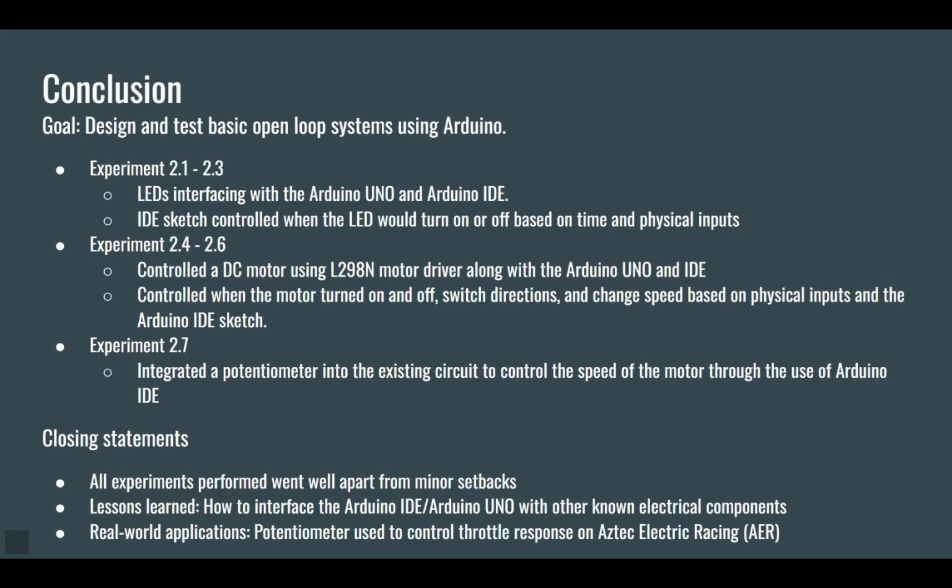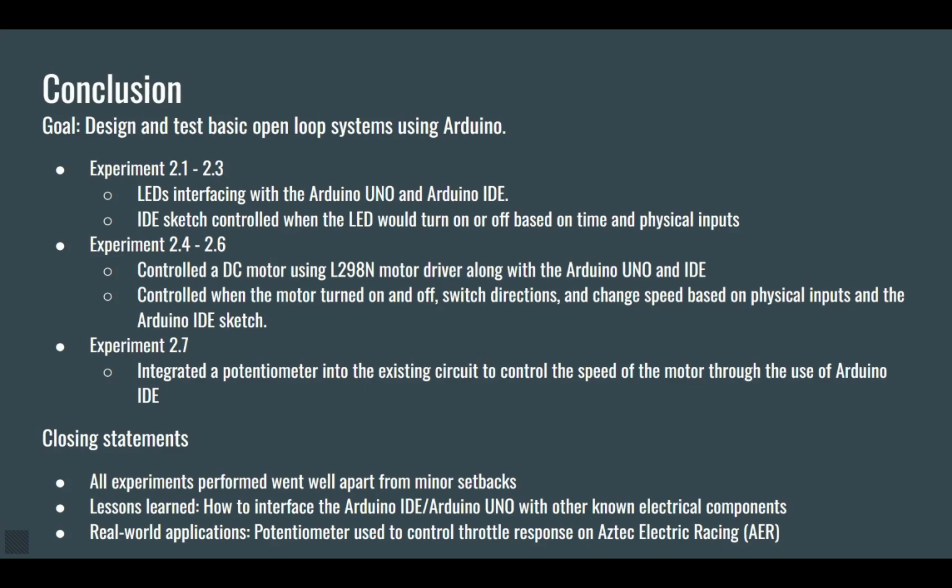The goal of this lab was to construct and test basic open loop systems using Arduino. In experiments 2.1 to 2.3, LEDs were connected to the Arduino Uno, while Sketch and the Arduino IDE controlled how the LEDs behaved. In experiments 2.4 to 2.6, a DC motor was connected to the L298N motor driver and controlled using the Arduino IDE software. In the software, a physical input like a button press can dictate the direction that the motor spins, how long it spins for before turning off, and the motor's duty cycle or speed.